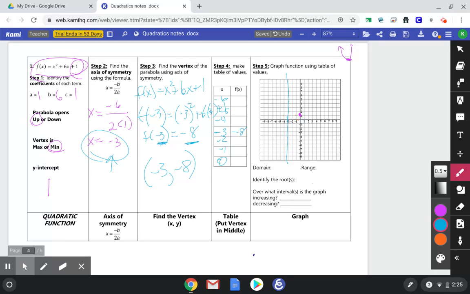All right, so when x is 0, I get 1, I get -4, I get -7, I get -8, I get -7, I get -4, and I get a +1, not -1.